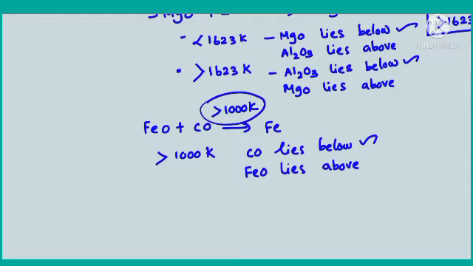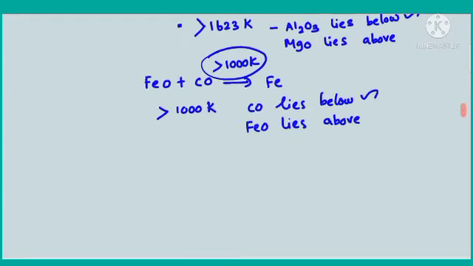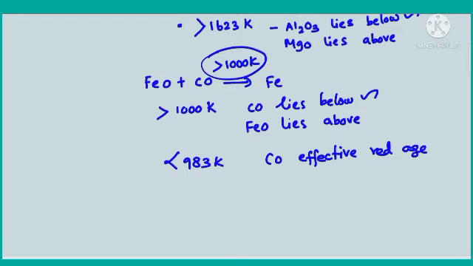Okay, right, done. So there is another question which is based on the Ellingham diagram. Which is the suitable condition for carbon and carbon monoxide to act as a reducing agent? Carbon monoxide is a more effective reducing agent than carbon below 983 Kelvin. That is, less than 983 Kelvin, carbon monoxide is an effective reducing agent. Whereas above 983 Kelvin, carbon is an effective reducing agent.